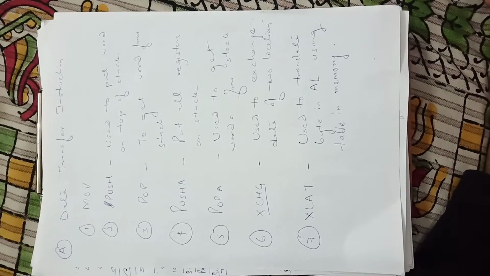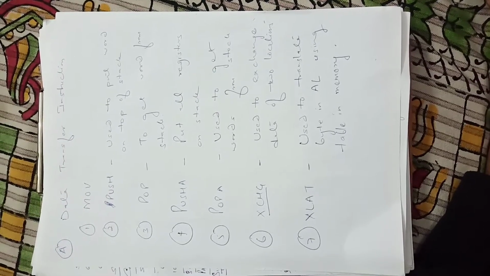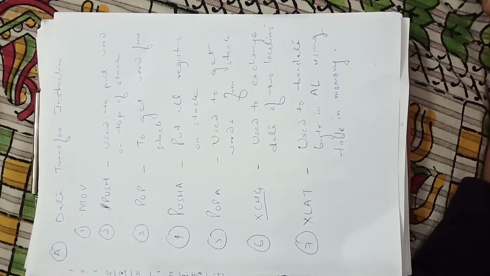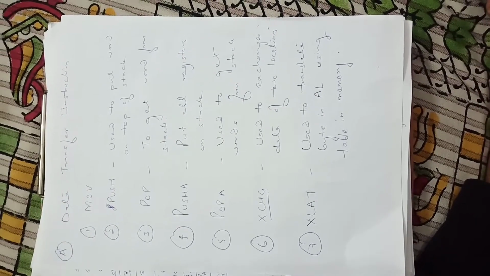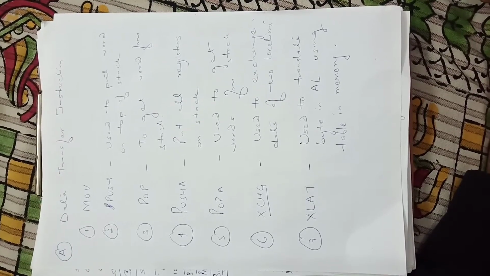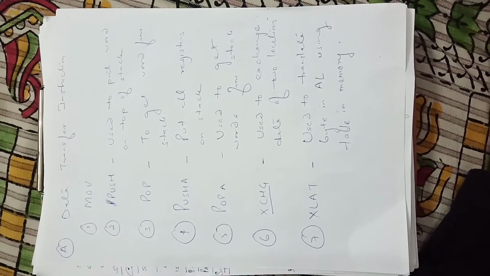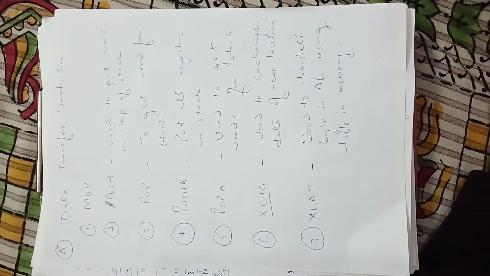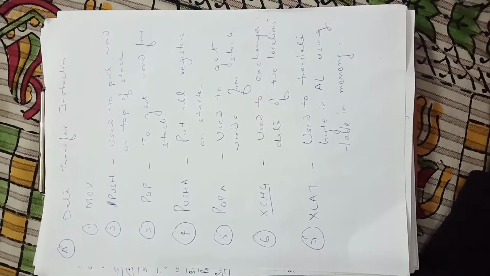There is another instruction called XLAT. It is used basically for translating codes. Suppose you are using a specific keyboard. If you press any key, there is a specific code for that. You basically want to convert that code into a hexadecimal code. Therefore, in order to convert one code into another code, we use the XLAT instruction.